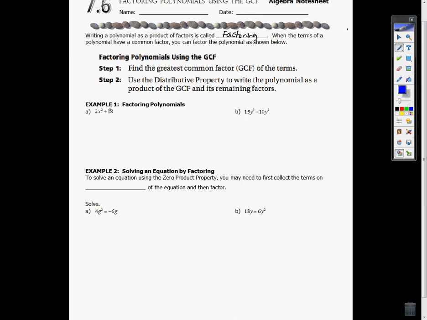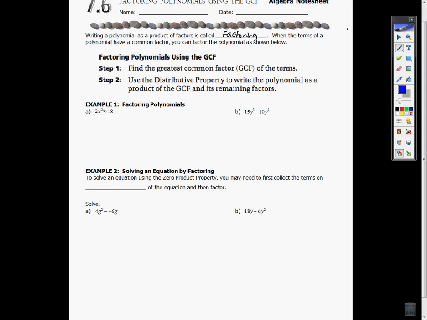So we're going to have to be able to take equations and put them into factored form in order to solve them. And one of the easiest ways, and one of the first ways we should always check for, is, can I factor it by just taking a greatest common factor? And let's see how that works.